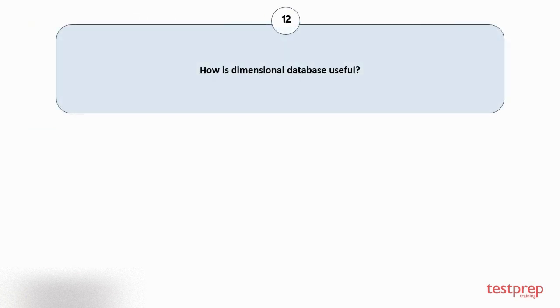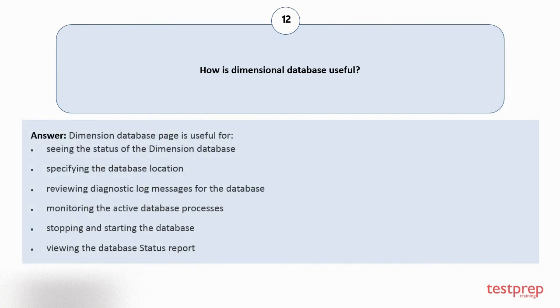Question number 12, how is dimensional database useful? Your answer is Dimension database page is useful for 1. Seeing the status of the Dimension database. 2. Specifying the database location. 3. Reviewing diagnostic log messages for the database. 4. Monitoring the active database processes. 5. Stopping and starting the database. 6. Viewing the database status report.